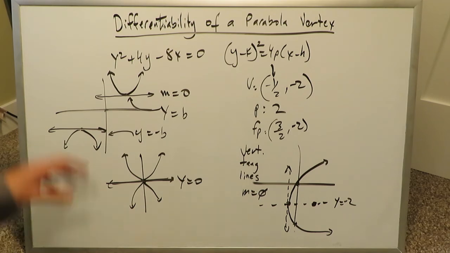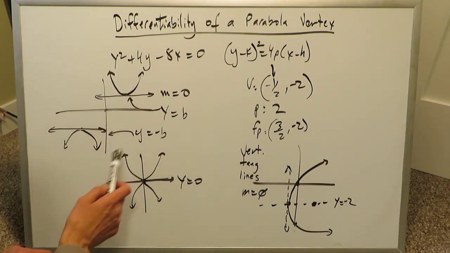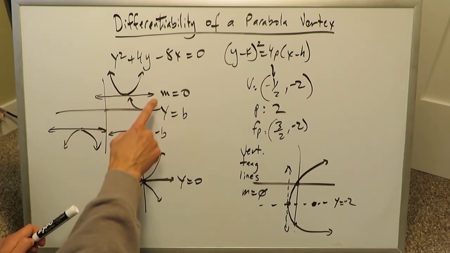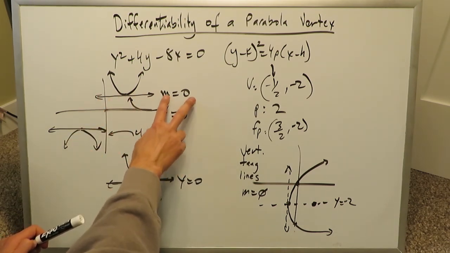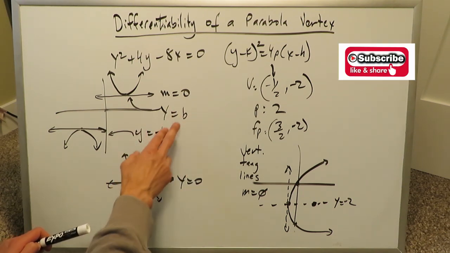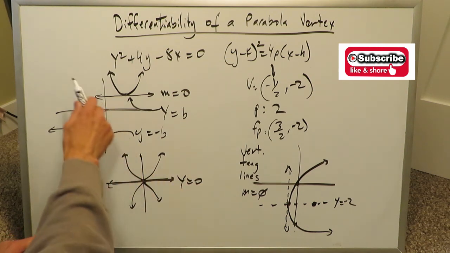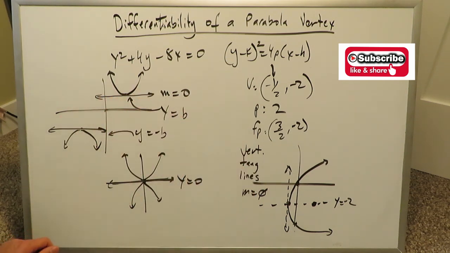So the short answer to this question here, the differentiability of a parabola vertex: for right and left facing parabolas, you cannot do derivative determination of the parabola vertex because of the presence of vertical tangent lines. But for up and down facing parabolas, you certainly can do it because you have legitimate tangent lines forming which are horizontal. They have a slope of 0, and you can easily calculate an equation of a tangent line. It just happens to follow the y equals b or minus b or y equals 0 format, and these instances are good. And that would be it for this video.